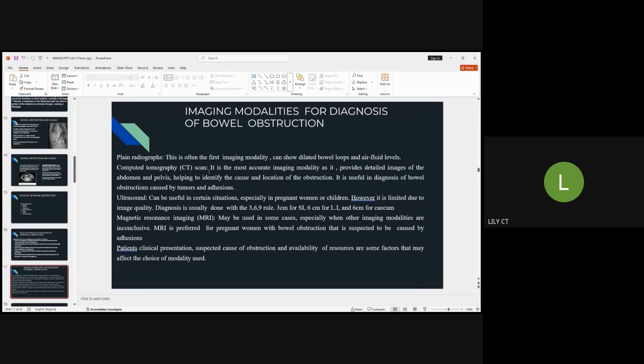Diagnosis is usually done using the 3-6-9 rule. That is, the diameter for the small intestine should not exceed 3 cm. Diameter for the large intestine should not exceed 6 cm. And the diameter for the cecum should not exceed 9 cm.